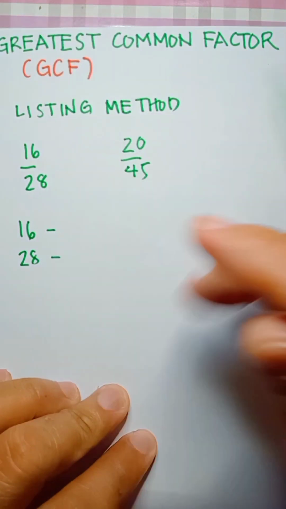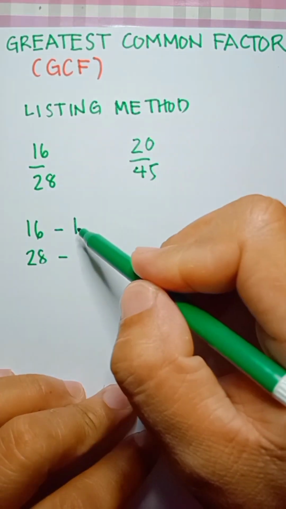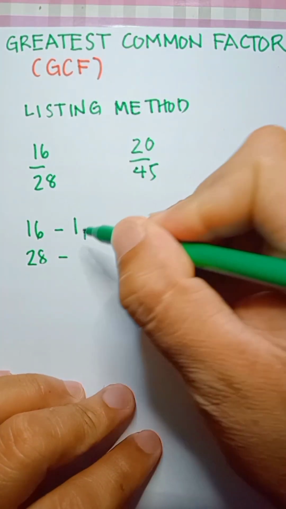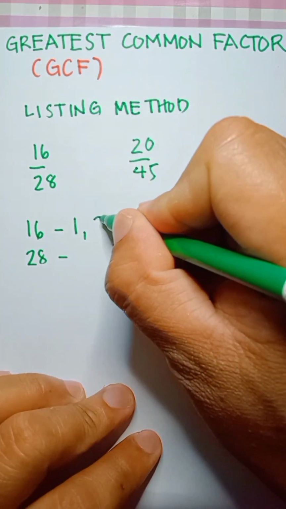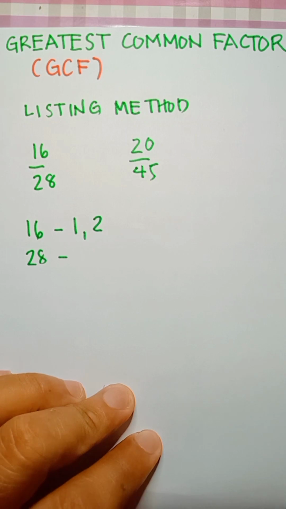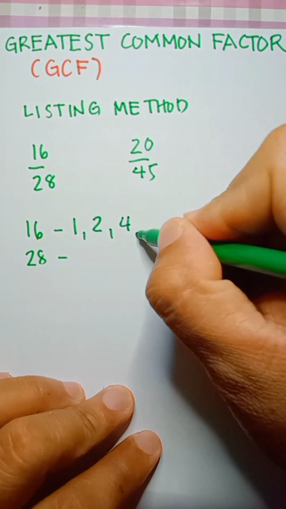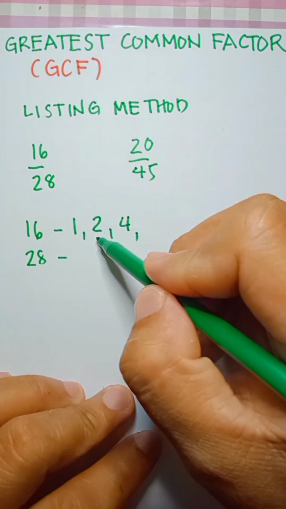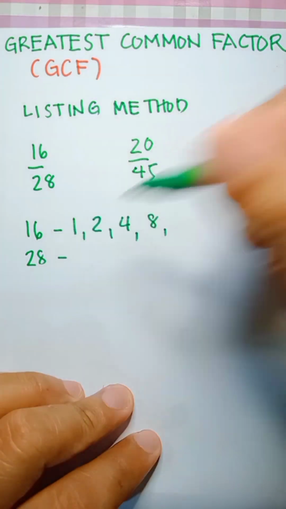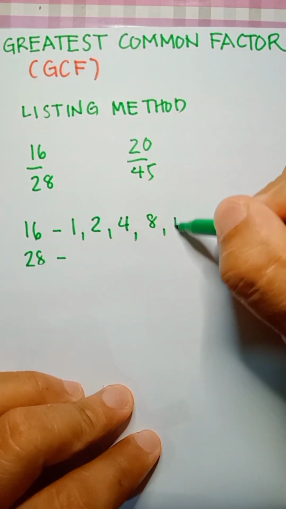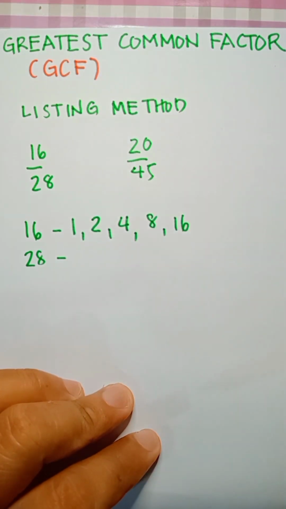The factors of 16 are 1, because 16 divided by 1 is simply 16. Then 16 is an even number, so it means that 16 can be divided by 2. And 16 can also be divided by 4, right? 16 divided by 2 is simply 8. And lastly, 16 can be divided by 16 because 16 divided by 16 is 1.